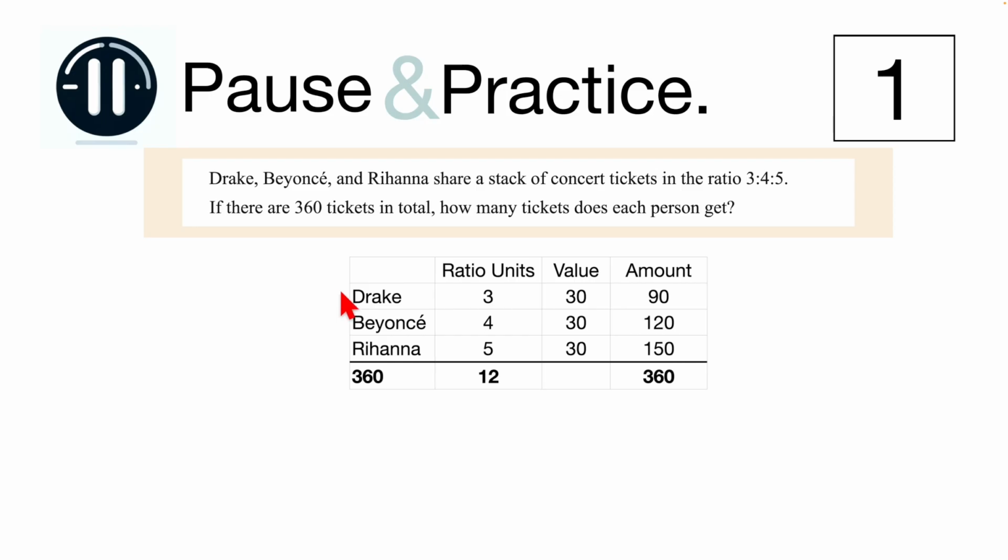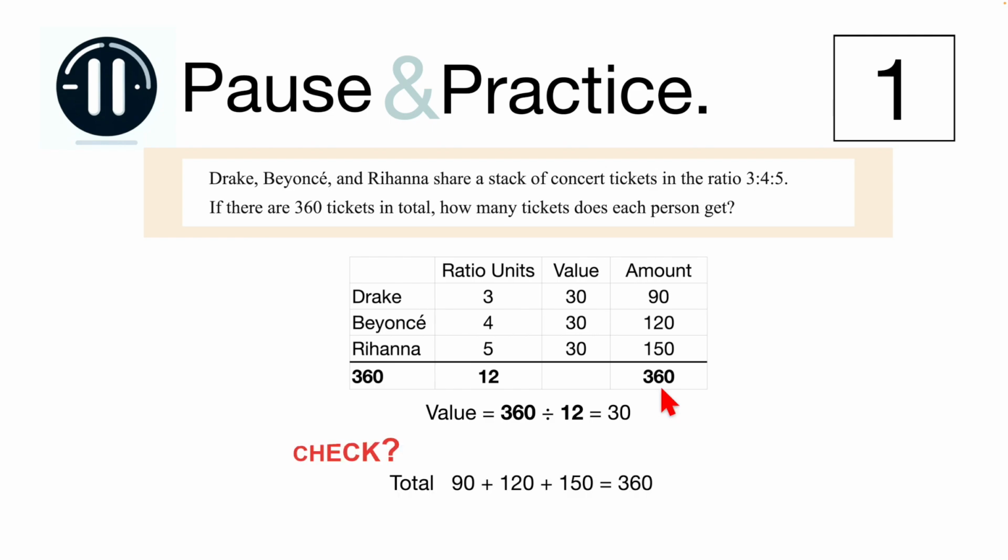Here's the table complete. Drake, Beyonce and Rihanna. 3, 4, 5. That totals 3, 4, 7, 12. And there's 360 tickets. So divide 360 by 12 and I get 30, which is fine. And so the value is 30 and I multiply out to get the amount. 3 times 30, 90, 4 times 30, 120, 5 times 30, 150. I tot all those up and there it is. There's the check straight away. 90 plus 120 plus 150, 360.